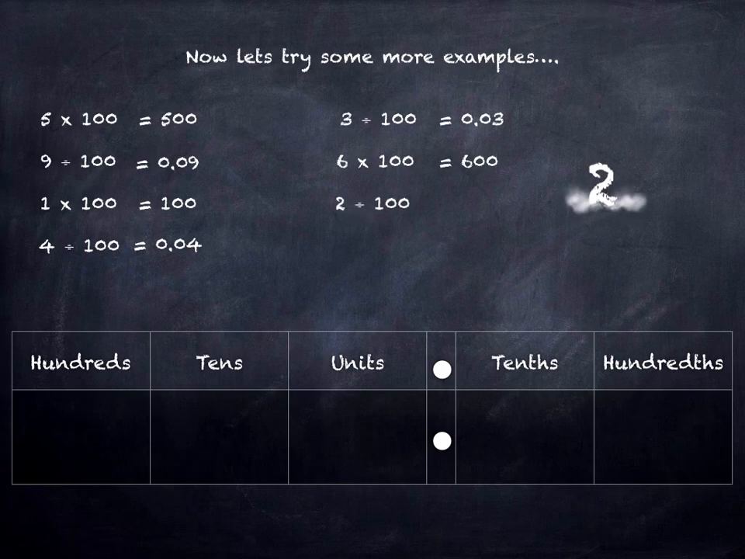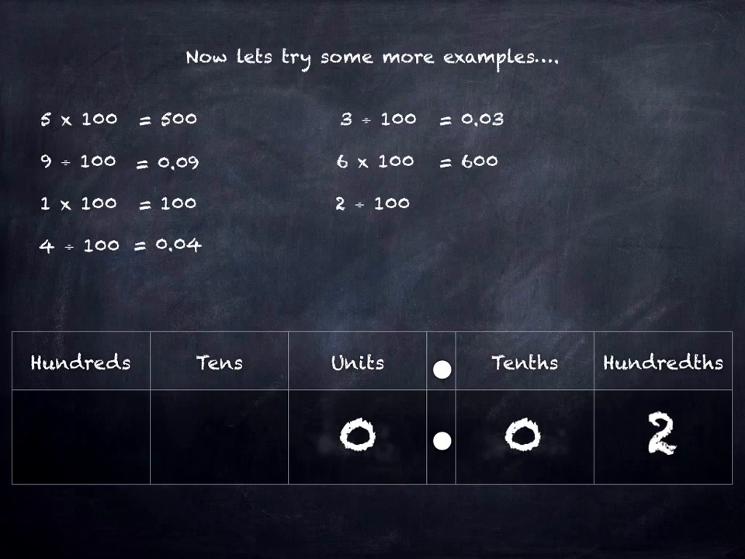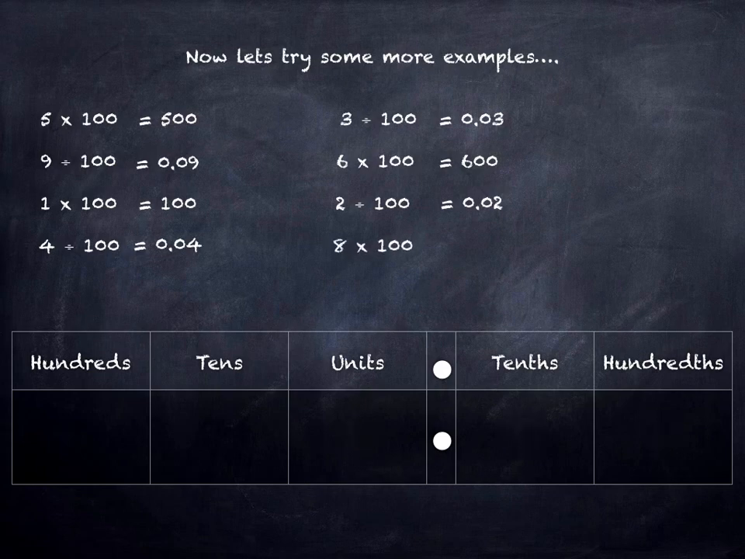2 divided by 100, 2 into the units column. I'm dividing, so I'm going 2 places to the right. 2 divided by 100 is 0.02. And the last one, 8 times 100. 8 into the units column. I'm timesing, so I'm going to the left. 2 places to the left for 100. 8 times 100 is 800.